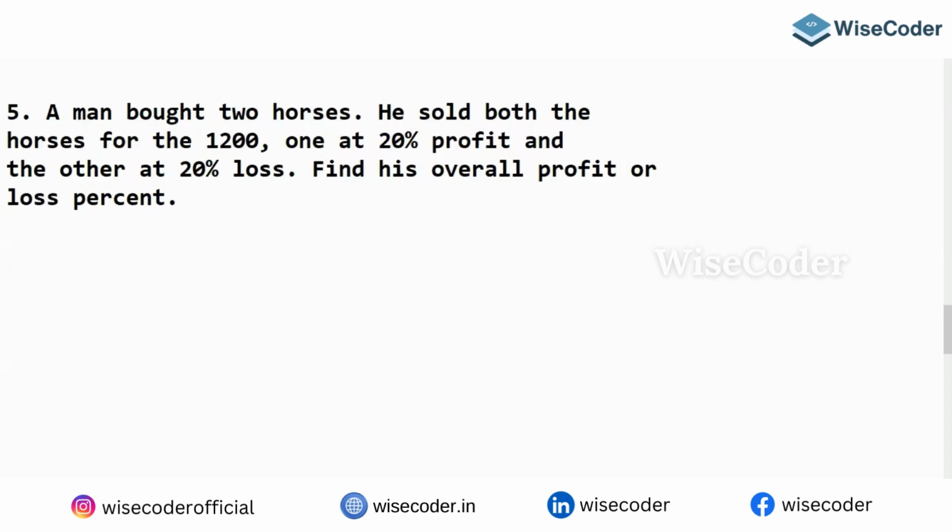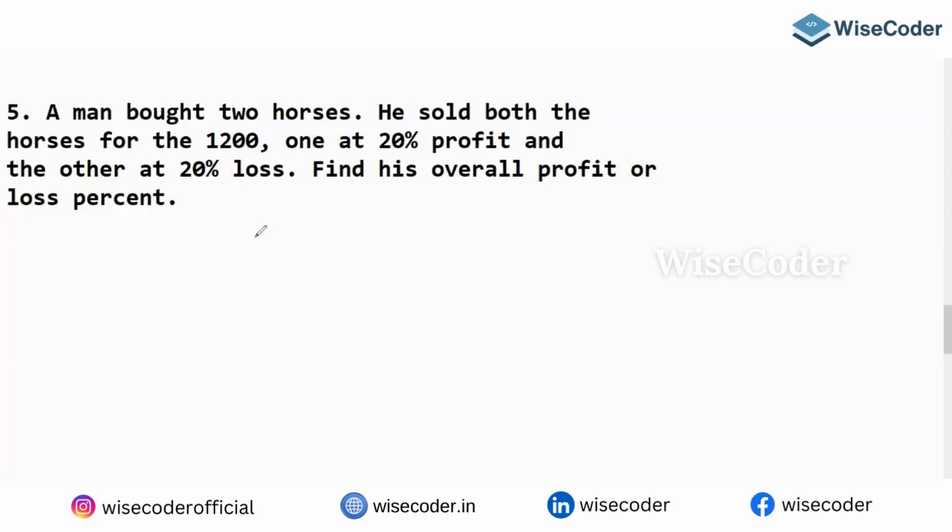Guys, please understand. Let me solve in the general way. Look here. He sold both horses for 1200, which means the selling price of the two articles is the same. Did he mention the cost price is the same? No. In the previous question, the cost price was the same. So that is the difference between that question and this question.